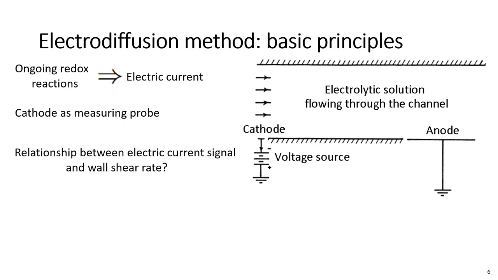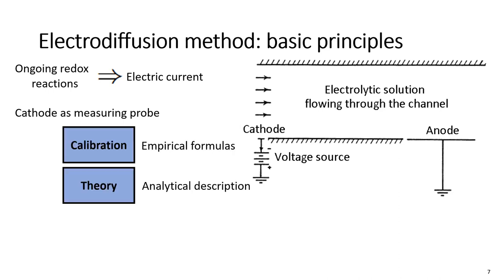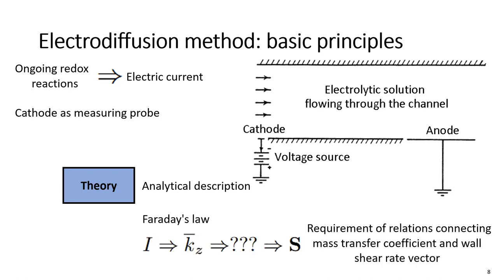Great. There are two basic approaches how to do this. The first approach, the more straightforward one, is calibration, which uses empirical formulas to obtain wall shear rate. And the second approach is the theoretical one. This approach uses an analytical description of the problem, which is based on several assumptions. And in our research, we focused on this theoretical approach, where the key role is played by the Levich law.